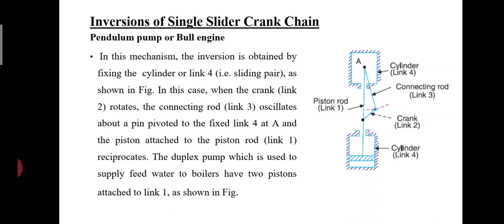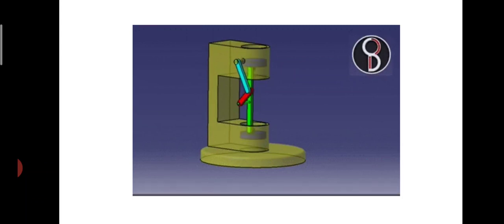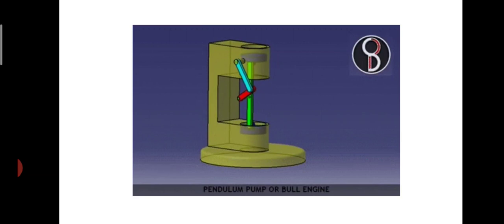and we have obtained the inversion of single slider crank chain, the pendulum pump. This is the animation of the pendulum pump and Bull engine. Here the red color is the crank, the blue color is the connecting rod, and the green color is the piston rod. This is a duplex pump.